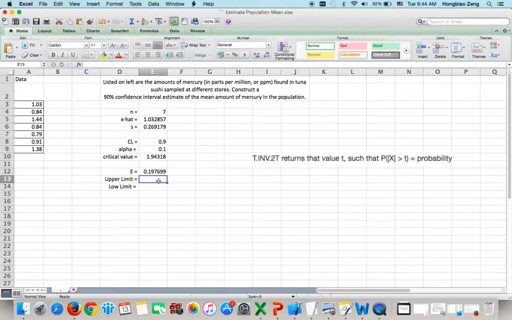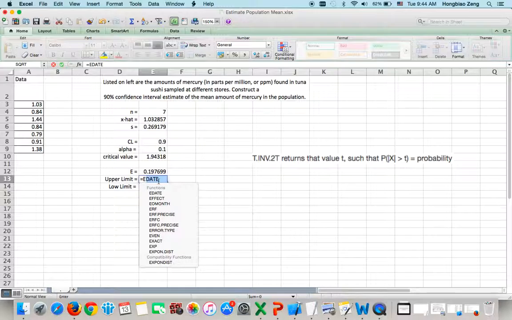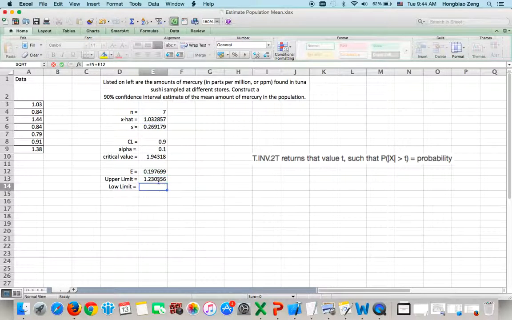Now, let's find the upper limit of the confidence interval. That will equal x hat plus the margin of error, so it will equal E5 plus E12. Then the lower limit of the confidence interval will equal x hat, which is in E5, minus the margin of error, which is E12. So now we make a conclusion.